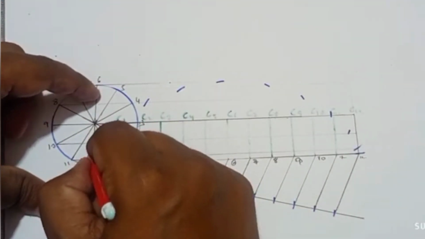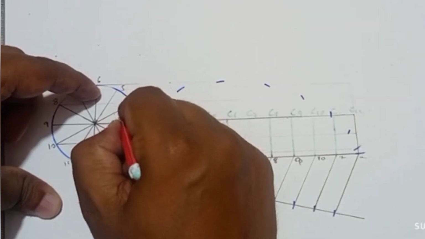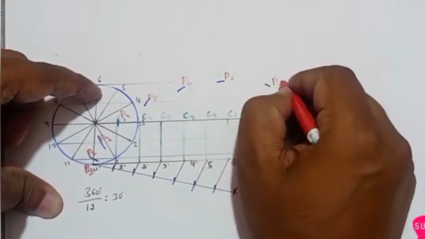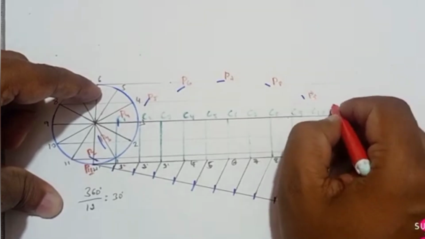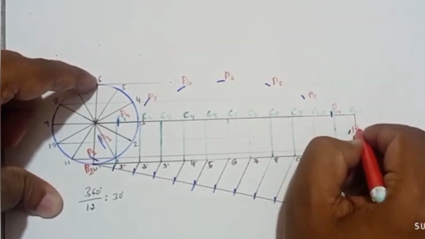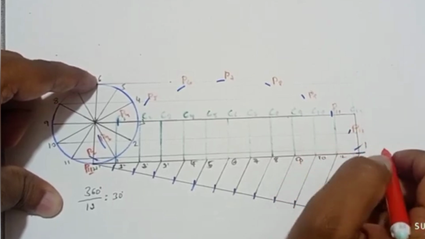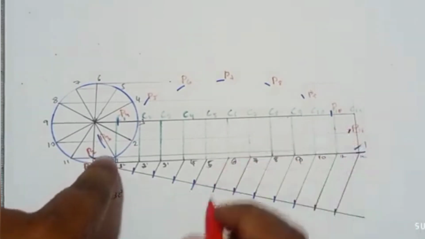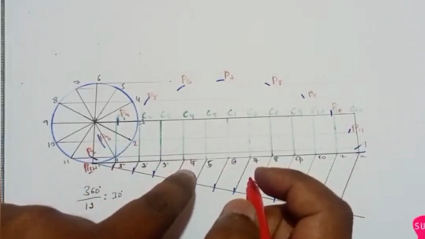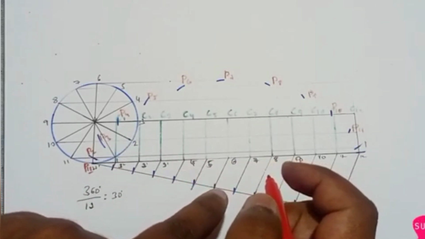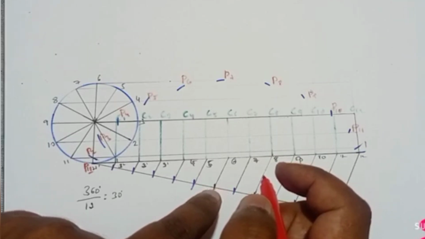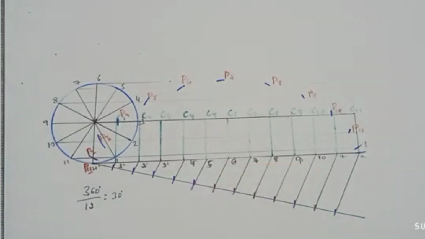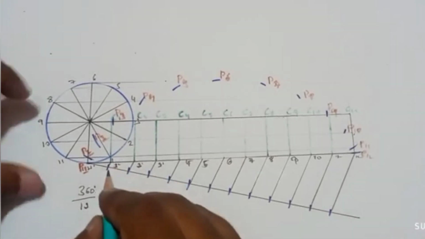Now we can mark these points. So where we are getting this is P2, P3, P4, P5, P6, P7, P8, P9, P10, P11. Okay, we are done with the naming now.